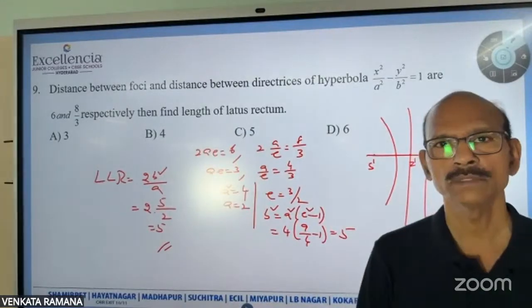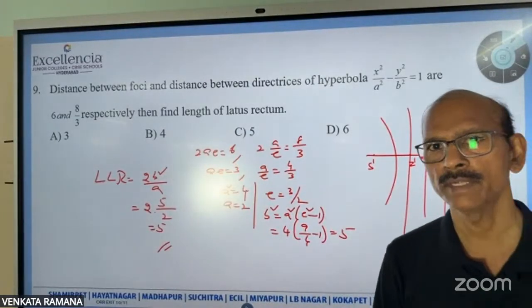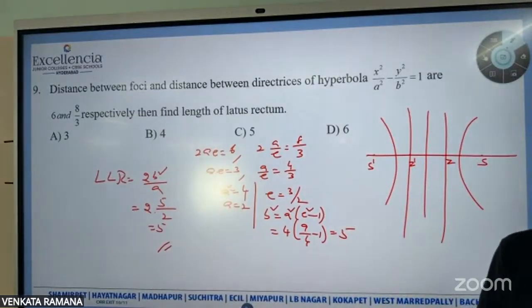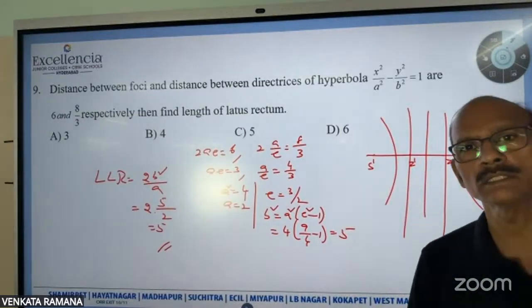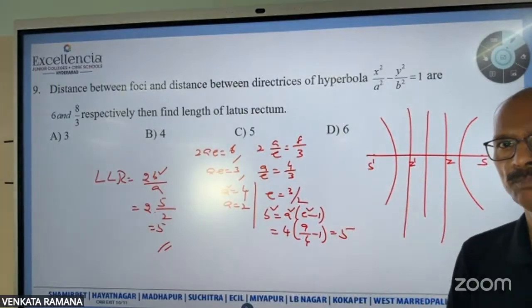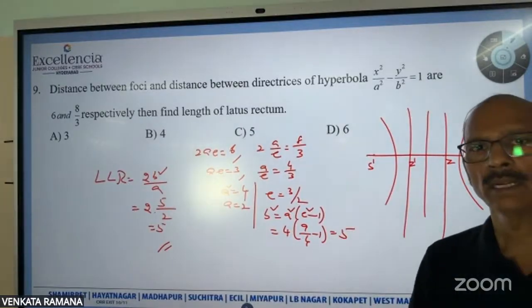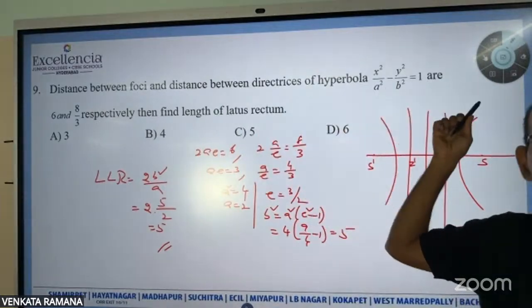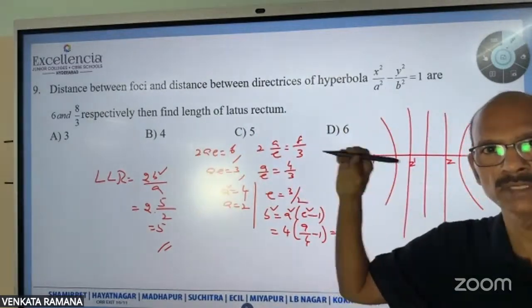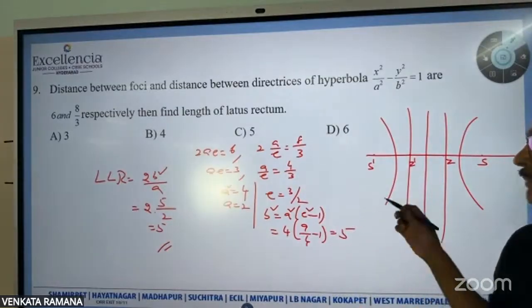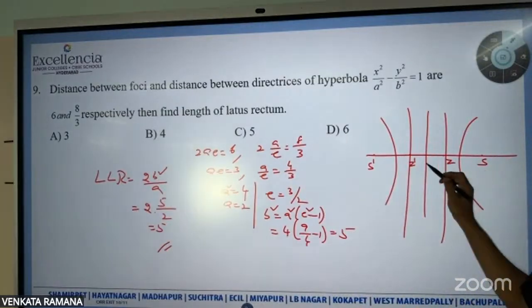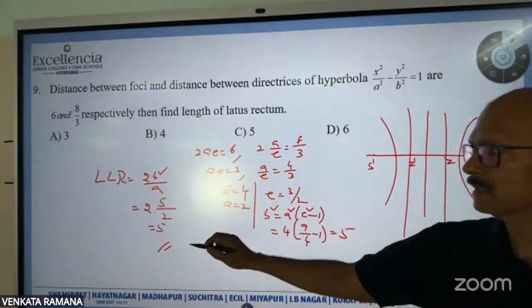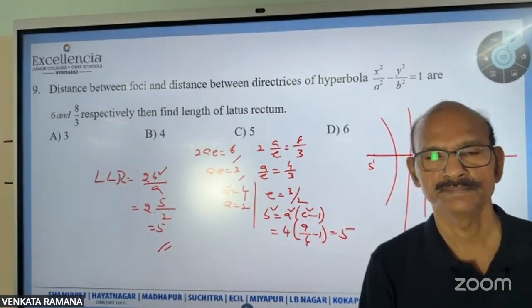So many problems. We saw it even in the textbook also. It is a very simple problem. He's given the distance between foci and the distance between the directrices of the hyperbola as 6 and 8 by 3, and he's asking about the length of, and also he's given the standard form only. He's not given even a conjugate hyperbola. So he's given a direct form hyperbola. Find out the distance between the foci, the distance between the directrices, and simplify it, you will get the answer.